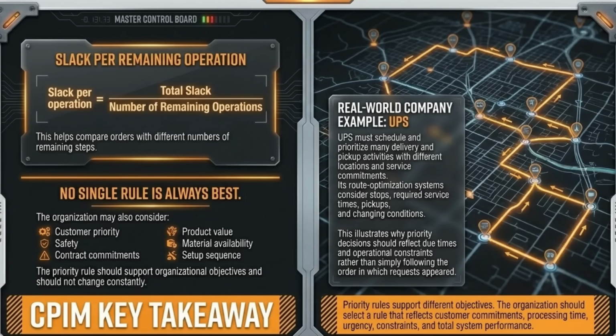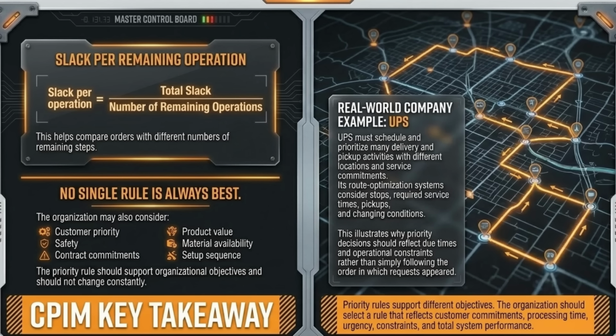Slack per remaining operation. Slack per operation equals total slack divided by the number of remaining operations. This helps compare orders with different numbers of remaining steps. No single rule is always best. The organization may also consider customer priority, safety, contract commitments, product value, material availability, setup sequence. The priority rule should support organizational objectives and should not change constantly.